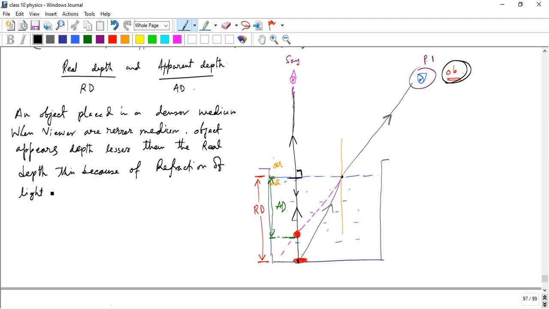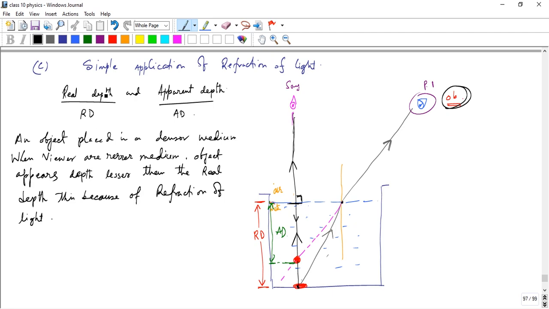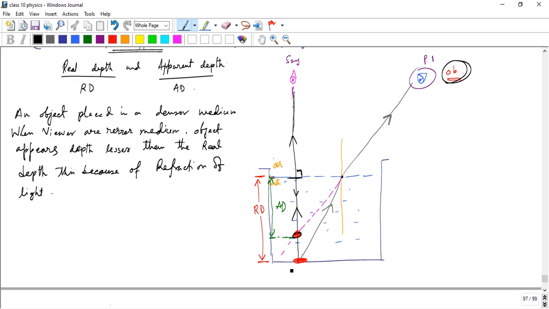Okay, the first application: the object is in the denser medium, and the object appears raised. It is shifting, and this distance is called the shift.